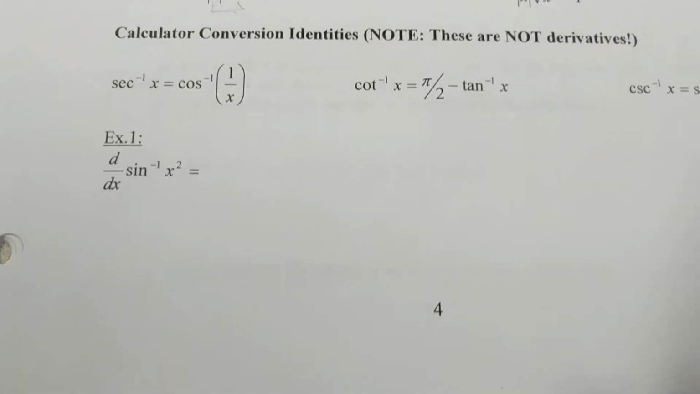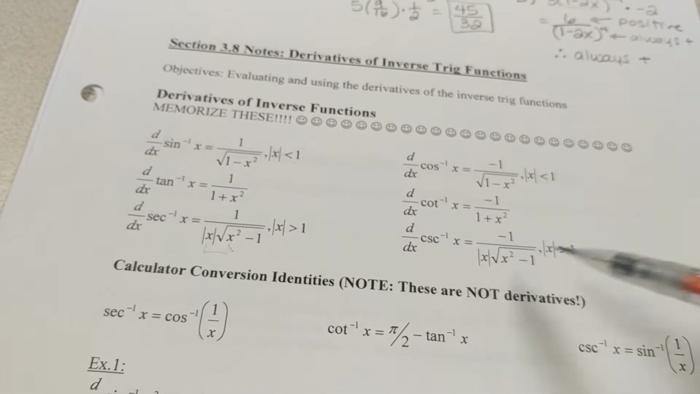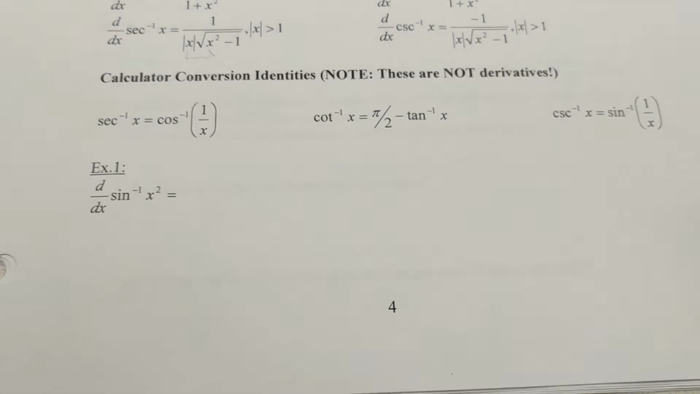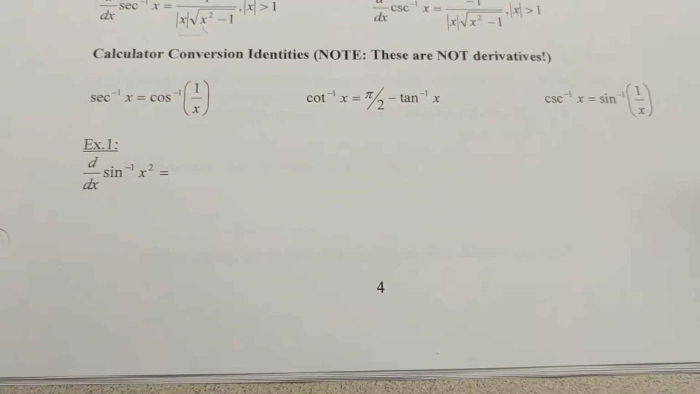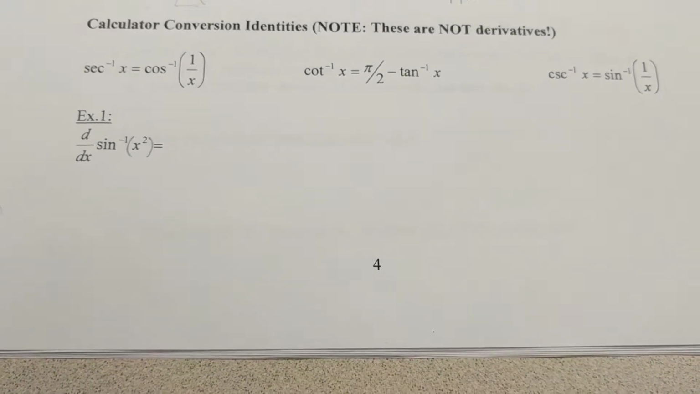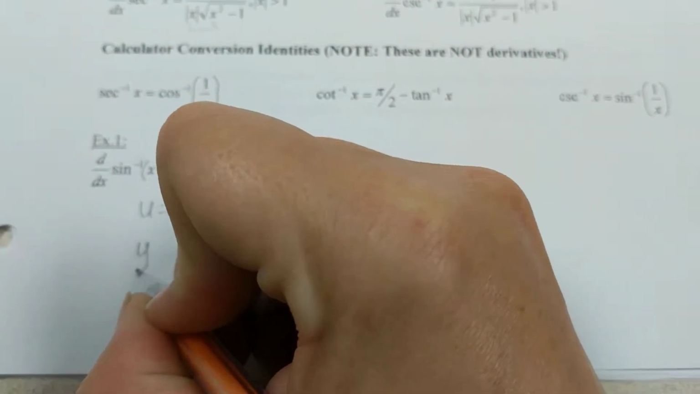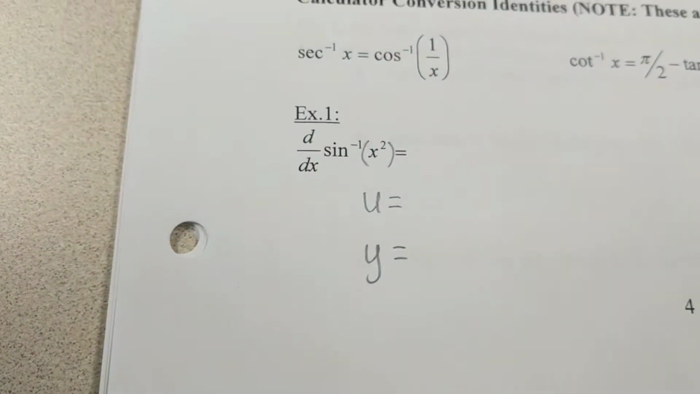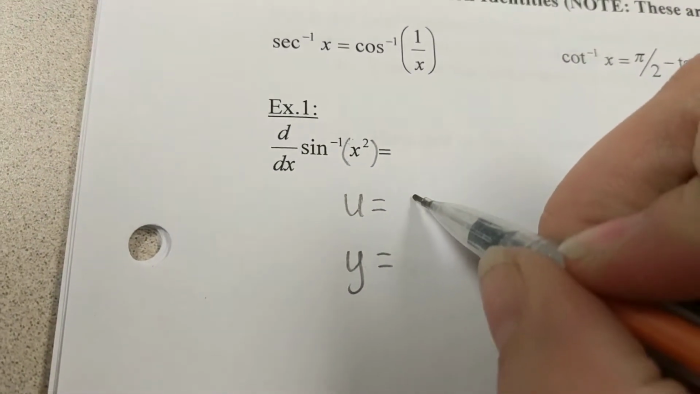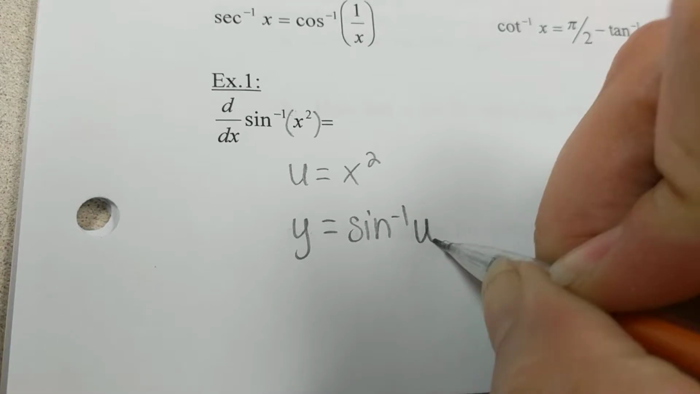So example 1. All of our same derivative rules and tricks apply. It's just that we have all 6 of these new derivatives up here. The first one says, let's do the derivative of inverse sine of x squared. Now, if it helps, put parentheses around there. What you should notice is that you have a function inside of a function. So this is a chain rule question. I know I have an outside function and an inside function. My inside function is x squared. My outside function is inverse sine of u.